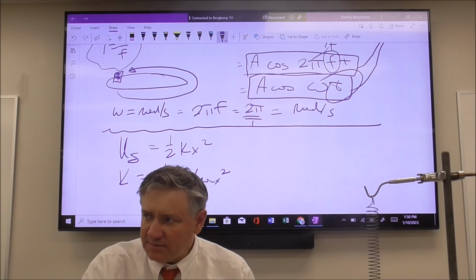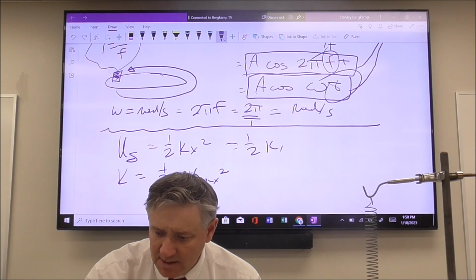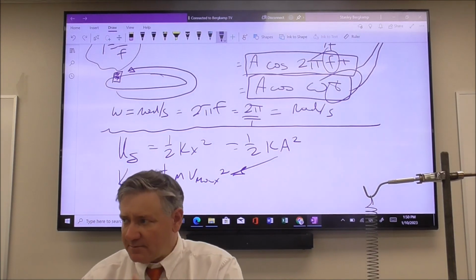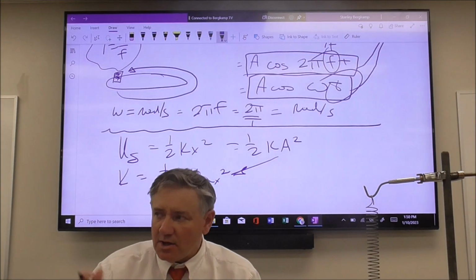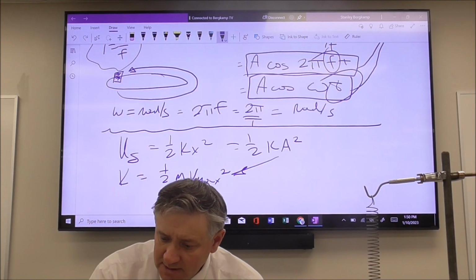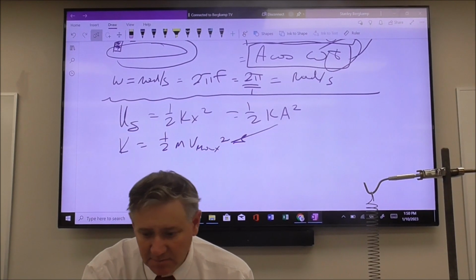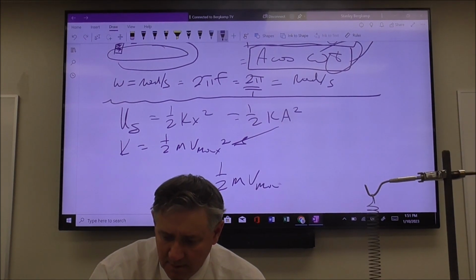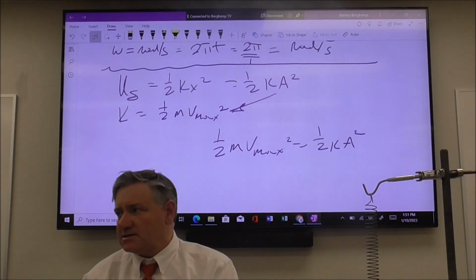If you look at the extremes, if something's fully expanded, you can write that as 1/2 k a squared. If it's in the middle of the oscillation, you can write that as 1/2 m v max squared. Because energy has to be conserved, if you know one or the other, you can solve. So I can set these equal to each other: 1/2 m v max squared equals 1/2 k a squared. Well, that's kind of cool.